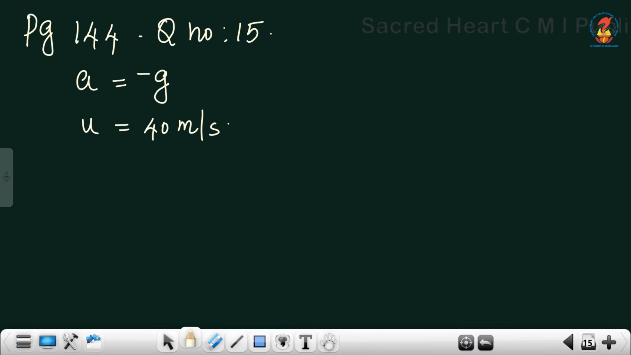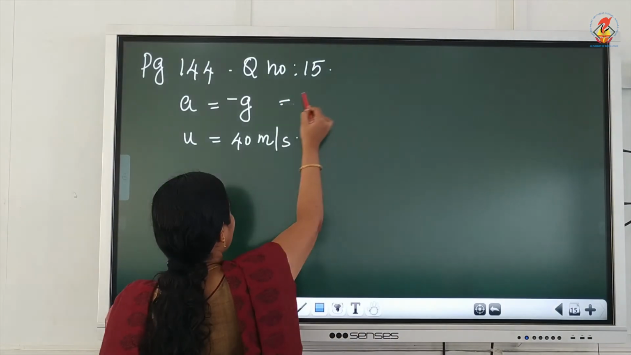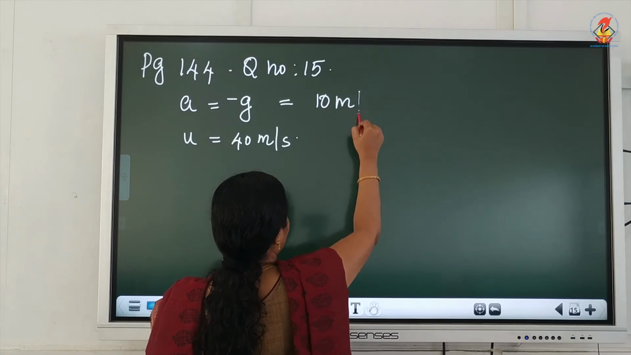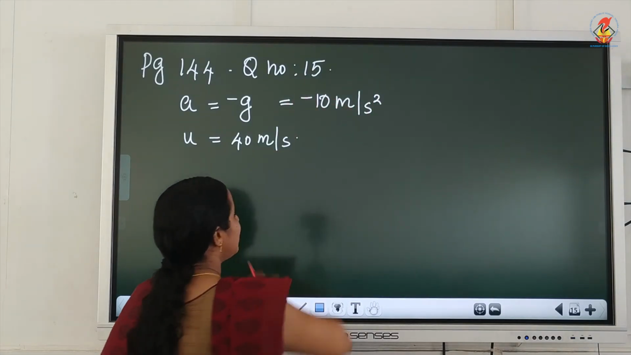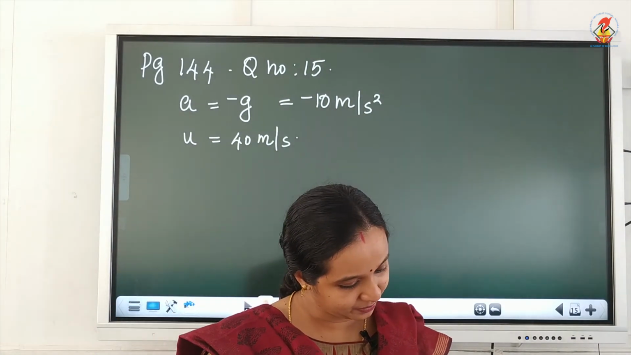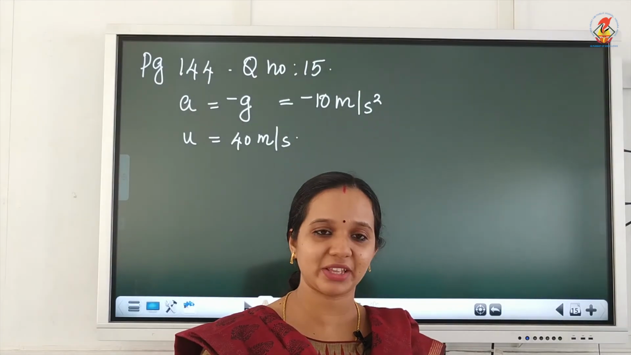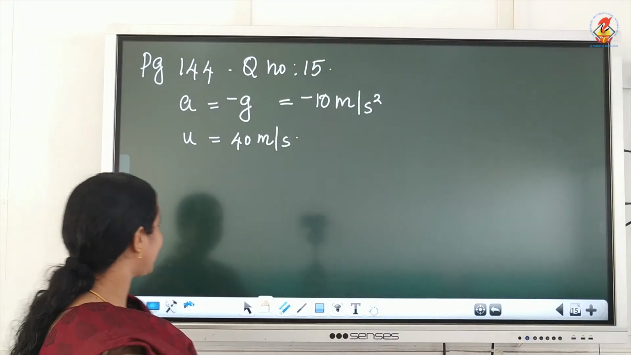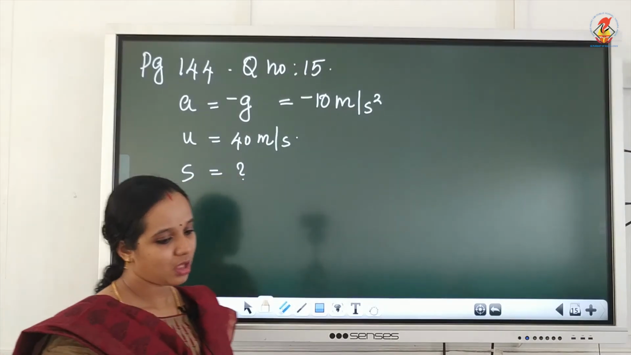Taking g is equal to 10 meter per second square. So in the question, g is given as 10 meter per second square. Since the body is ascending up, the value of g will have a negative sign. Find the maximum height reached by the stone.